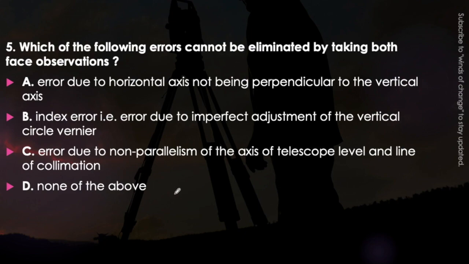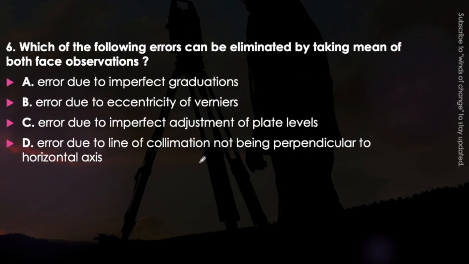In the question it is being asked that which error cannot be eliminated by taking both phase observation. So the answer will be none of these. All of these errors can be eliminated by taking both phase observation, either error due to horizontal axis not being perpendicular to the vertical axis, or index error, that is the error that will be generated due to imperfect adjustment of the vertical circle vernier, or error due to non-parallelism of axis of telescope level and line of collimation. So memorize it, it is important. Next question, which of the following errors can be eliminated by taking mean of both phase observation?